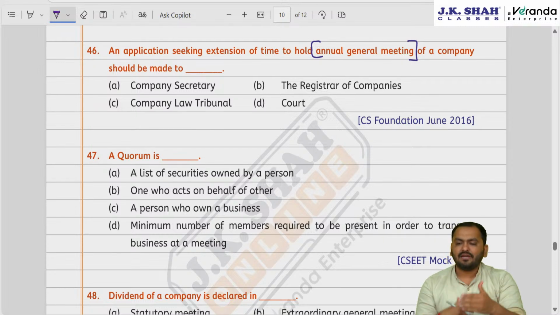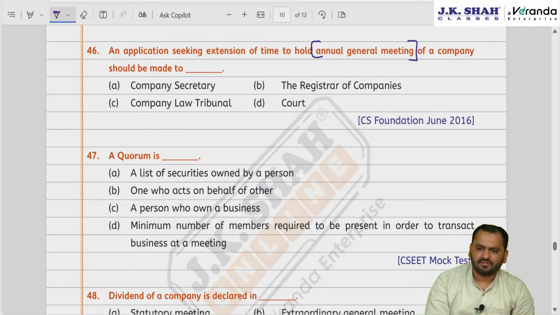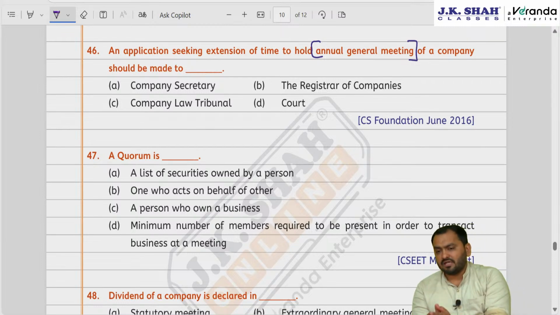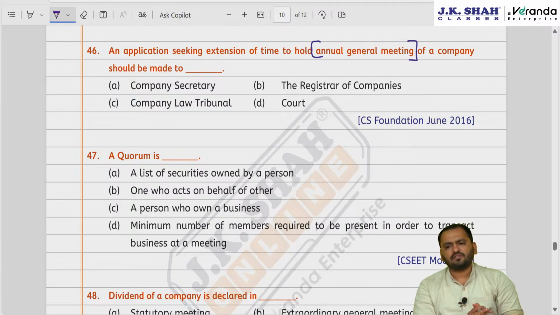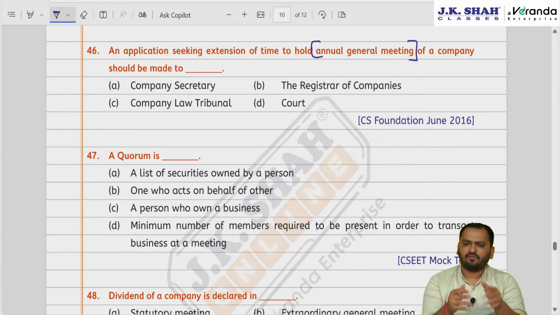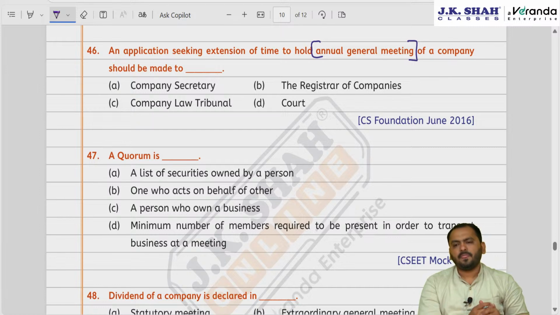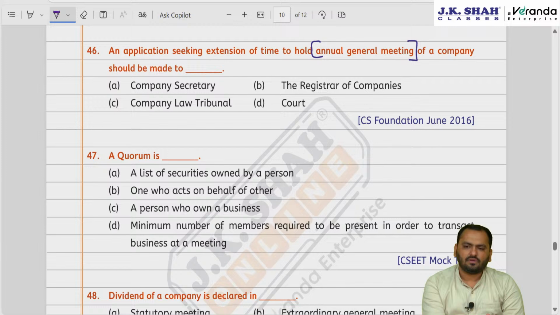Then the second meeting, third meeting, fourth meeting, every year the company has to conduct within 6 months from the end of every financial year. So if a question asks you within how much time the meeting is to be conducted, the answer is 6 months from the end of every financial year. Okay, but you need to take care of one more thing. It is not just one condition, there is one more condition.